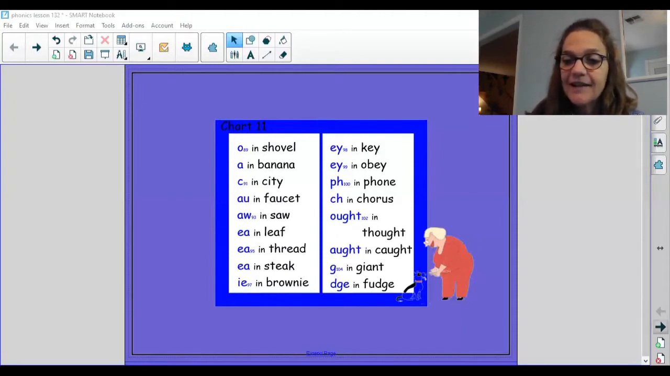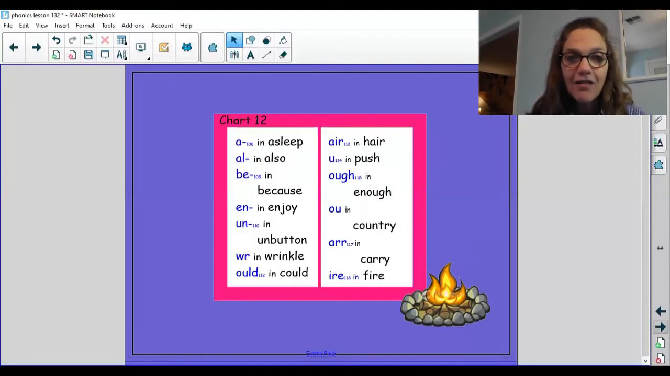All right, great. Let's look at chart 12. The first 5 special sounds are what? Do you remember from yesterday's phonics lesson? They are prefixes. Special sounds, a letter or a group of letters that comes before a root word. Pre means before, like pre-K comes before kindergarten.